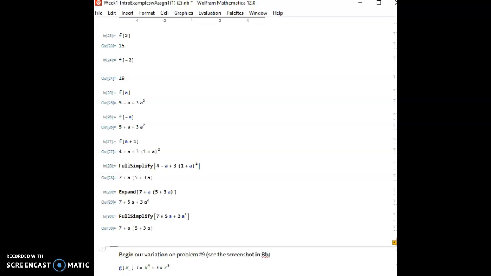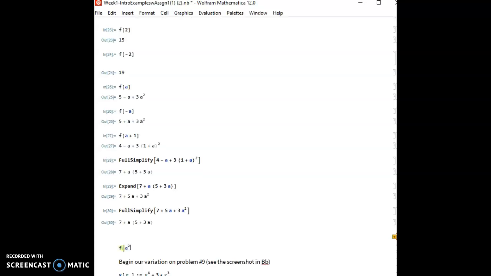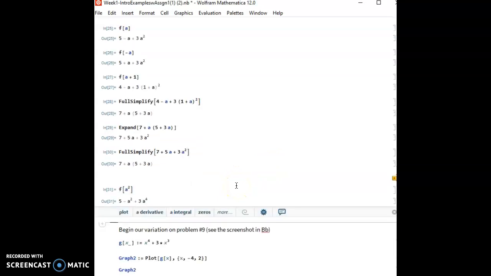They asked us to find f of a squared. Sorry, I forgot my brackets. And so forth. You can see that Mathematica can help you, if you want to check your answers, there's all of your answers that you could have in there.